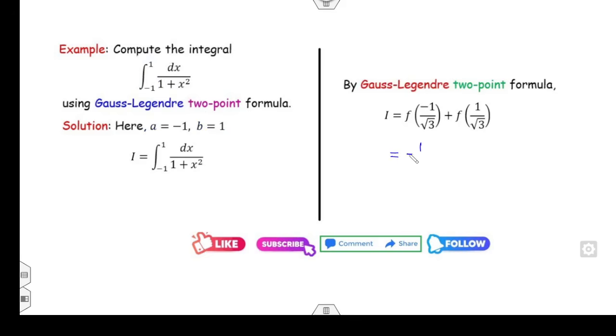So that will be 1 over 1 plus x squared. If you square them, it is 1 over 3. If you square them, it is again 1 over 3. So that will be 3 over 4 plus 3 over 4. 4 is the LCM, so 6 over 4. That means 1.5 is the right answer of the problem.